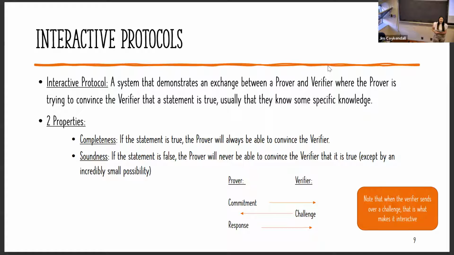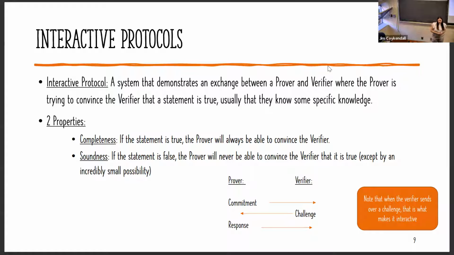So next I'm going to talk about interactive protocols. An interactive protocol is a system that demonstrates an exchange between a prover and a verifier. The prover is trying to convince the verifier that a statement is true. Most of the time, this statement is that they know some specific knowledge. So if I'm the prover and you're the verifier, I claim that I know a piece of information, and you're going to verify that I do in fact know it.